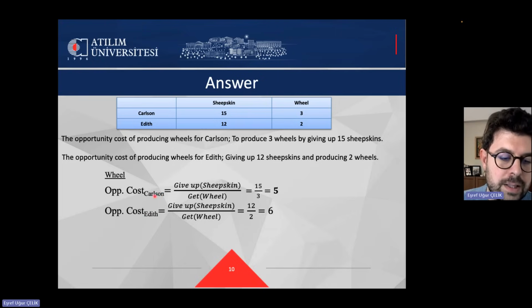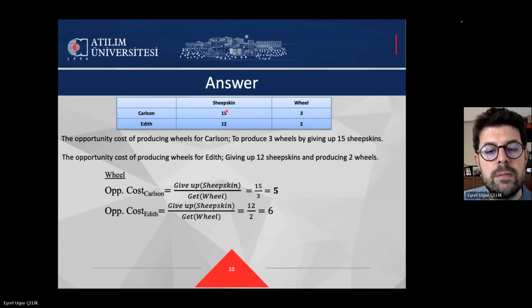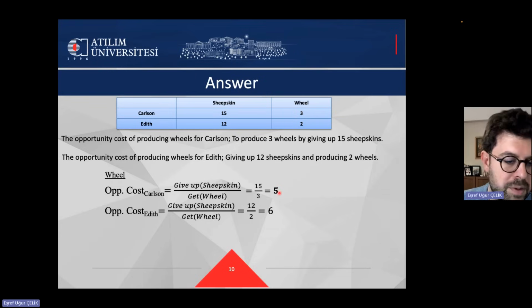Let's start with Carson. Opportunity cost of Carson for wheel production: give up sheepskin and get wheel. So we can divide. We look at the number of Carson firstly. What we give up? 15 sheepskin and we get 3 wheel. So 15 divided by 3 is 5 for the opportunity cost of producing wheel for Carson. What about Edith? 12 divided by 2. So the opportunity cost of Carson for wheel is 5. The opportunity cost of Edith for wheel is 6.